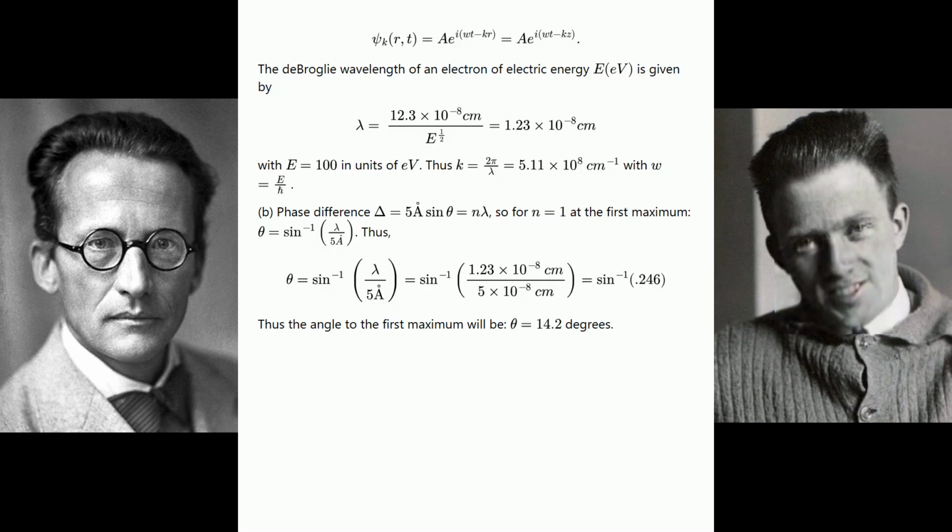B. Phase difference delta equals 5a sine theta equals n lambda, so for n equals 1 at the first maximum, theta equals the inverse sine of lambda over 5a. Thus, see the equation. Thus the angle to the first maximum will be theta equals 14.2 degrees.